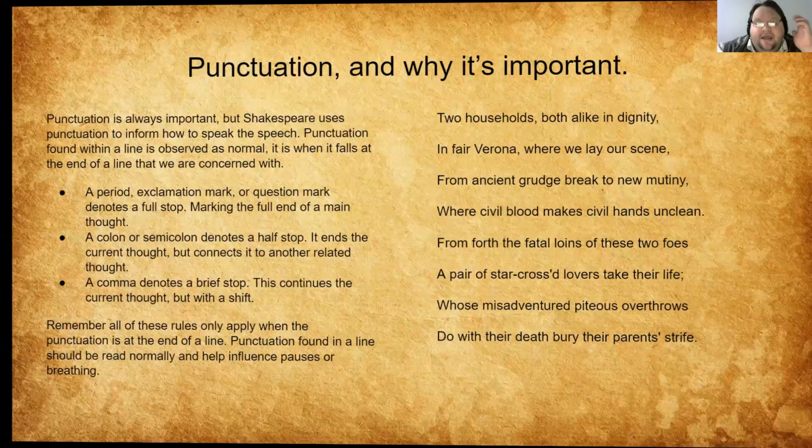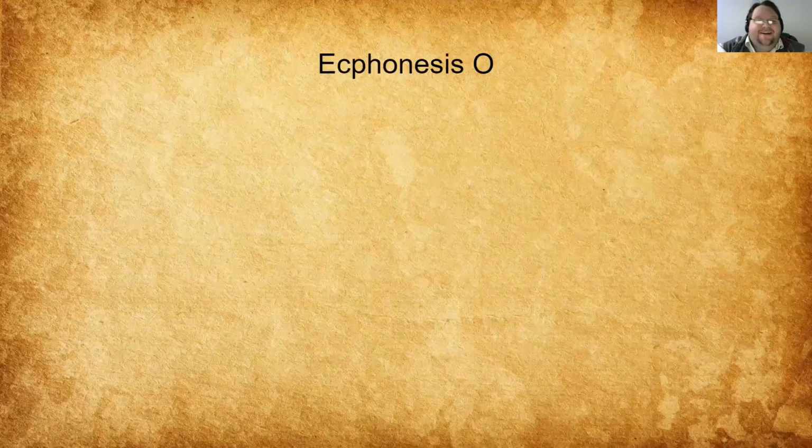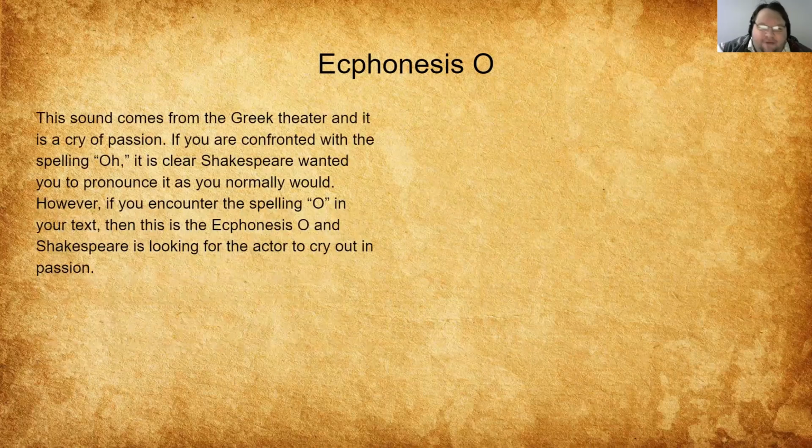So next slide. Oh, this is one of my favorites, the ekphonesis O. So this is a sound that comes from the Greek theater. It is a cry of passion. If you're reading Shakespeare and you see O spelled O-H, that means that Shakespeare wanted you to say O. But if you just see a big old O, a big old circle in the middle of your line, that is an ekphonesis O. And Shakespeare is looking for the actor to cry out in passion.